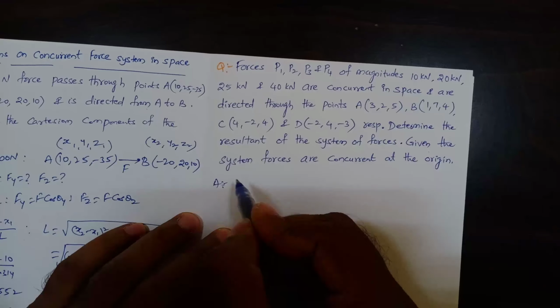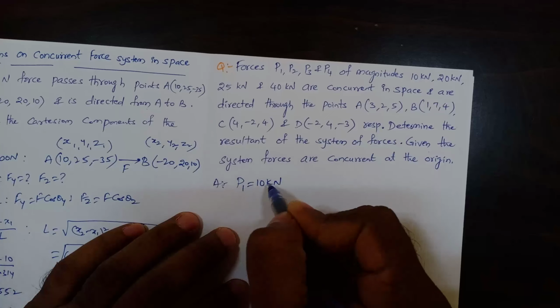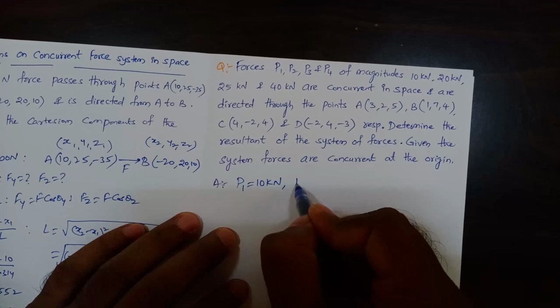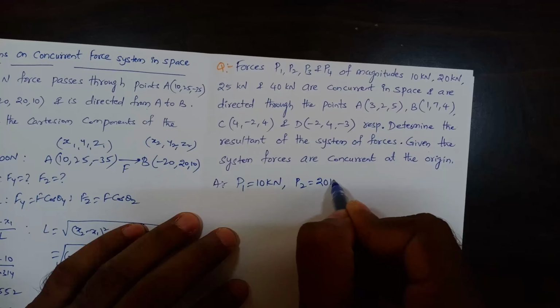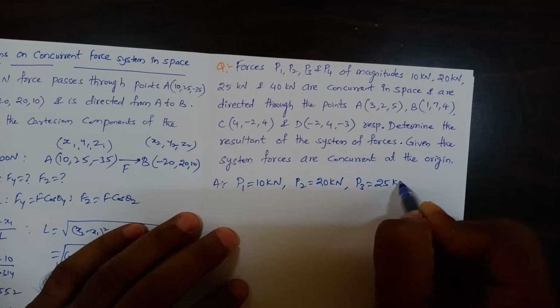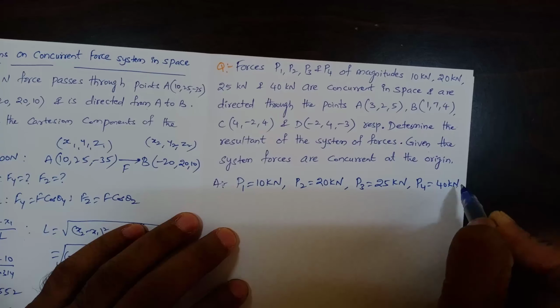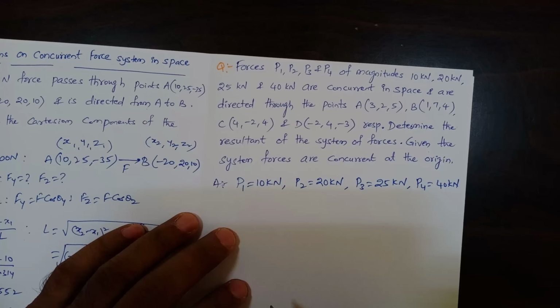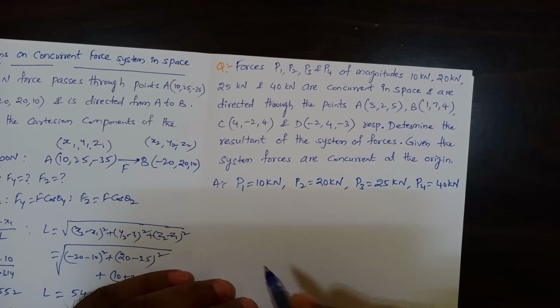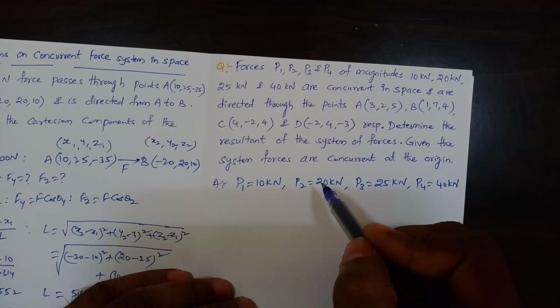Here, in the given data, the magnitude of P1 is 10 kilonewton, P2 is 20 kilonewton, P3 is 25 kilonewton, and P4 is 40 kilonewton. These are all concurrent in space, which is given, and are directed to the points. Three points are given, and it is also given that they are all concurrent at the origin.